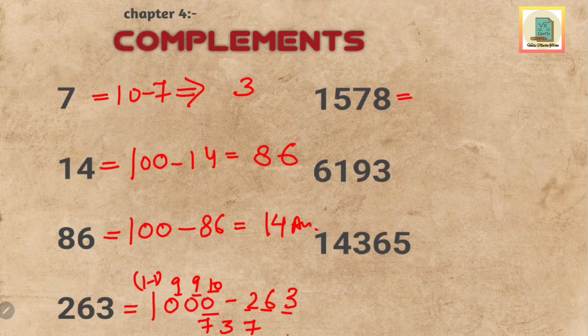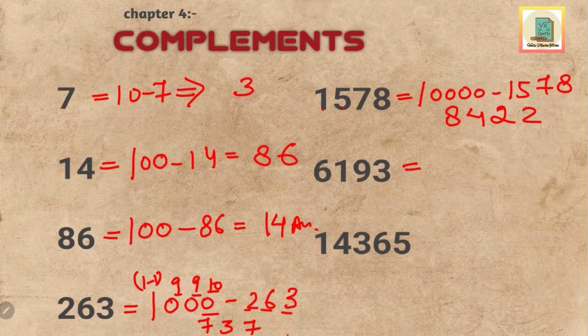Now let's find out the complement of 1578. Since it's a four-digit number, the next primary base to it will be 10,000. So 10,000 minus 1578. 10 minus 8 gives you 2. 9 minus 5 gives you 4 and 9 minus 1 gives you 8. So the complement of 1578 will be 8422.